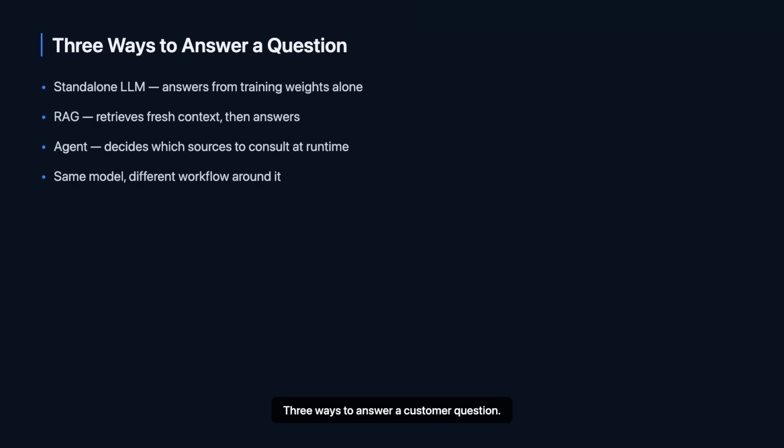3 ways to answer a customer question. A standalone LLM replies from whatever it remembers from training, fast, but frozen at training time. RAG adds a retrieval step first, then answers using what it found. An agent reads the request and decides at runtime whether to retrieve, query a database, or call an external system. Same underlying model. What changes is the workflow around it, and how much that workflow costs you per request.